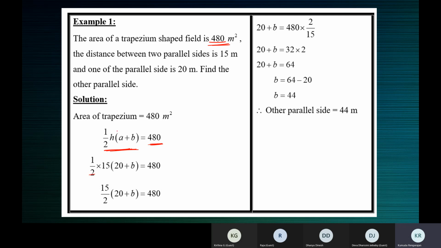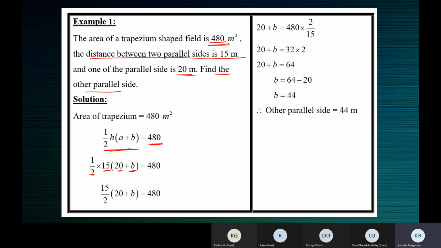So half into, what's the value of H? The distance between the parallel sides is 15 meters. So the value of H is 15. One of the parallel sides is 20 meters, so let's take A as 20. We need to find the length of the other parallel side, so we need to find the value of B.